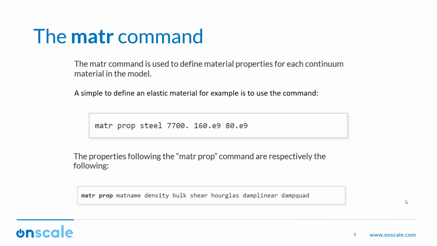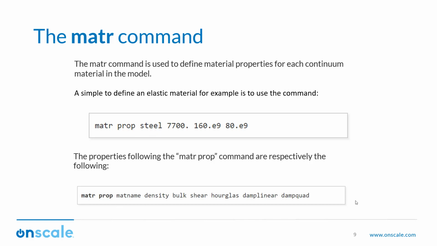Now I'll talk about two types of commands which are very important: the matr command for the materials and the site command for assigning these materials to your model. I already showed you that using this very simple command, matr prop steel, and those three parameters, basically the density, the bulk modulus and the shear modulus, I can generate one simple elastic material called steel.